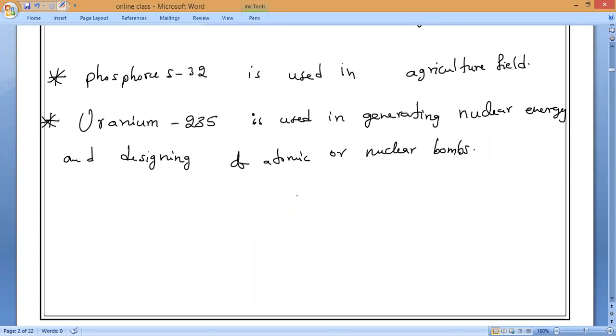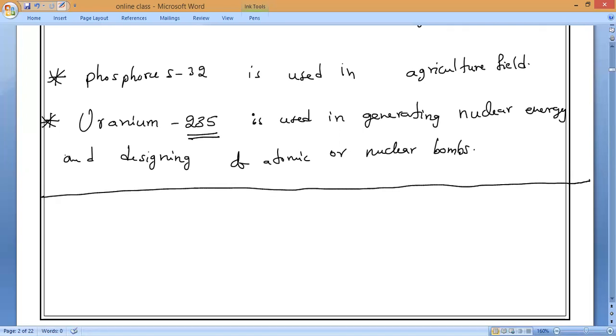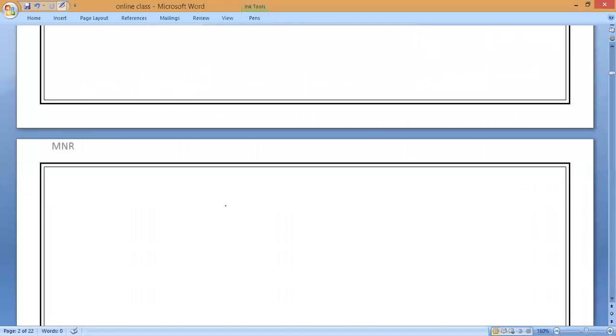Uranium 235. This is, of course, uranium. Many isotopes are there, and this is the most extremely reactive isotope, uranium 235. So this is all about isotopes, which we have been studying for the last 2 days. Hope you all understood. Now the last concept we are going to study in this chapter, structure of an atom.